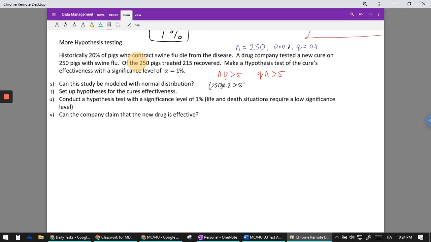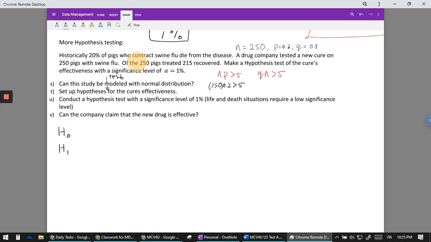Okay. So now we have to set up a hypothesis for the cure's effectiveness. That should say test, by the way, a hypothesis test. I'll change that on the next go around. So basically, what we want to do when we do a hypothesis test is state a null hypothesis and an alternate hypothesis. In this case, this one's tricky.